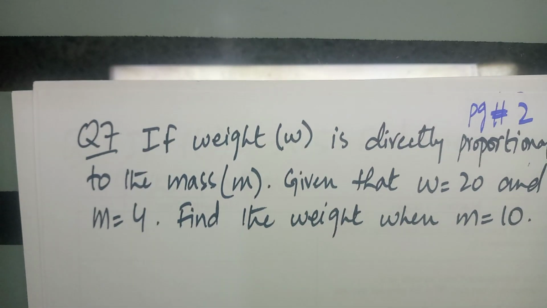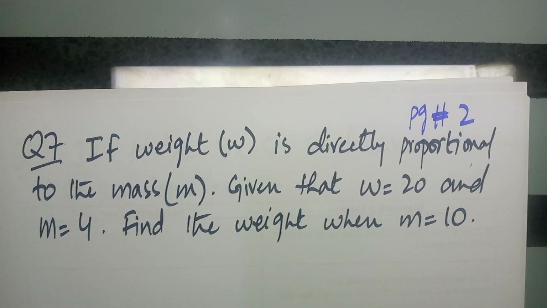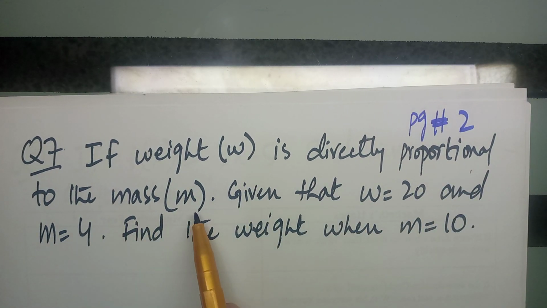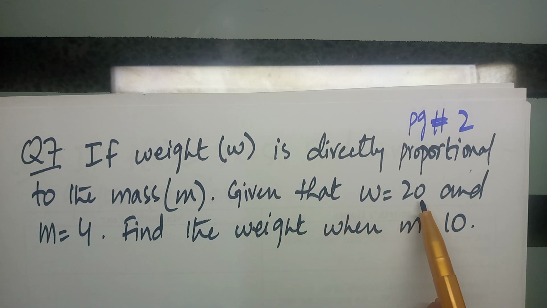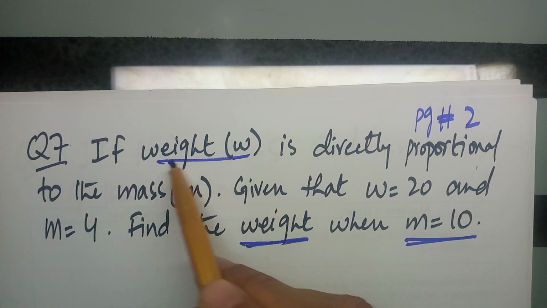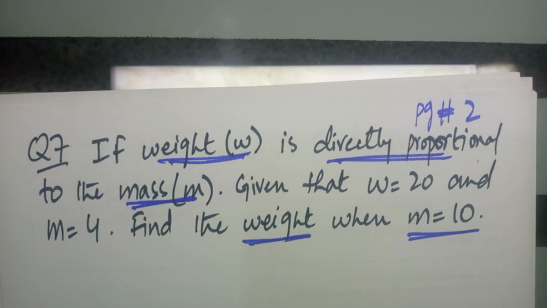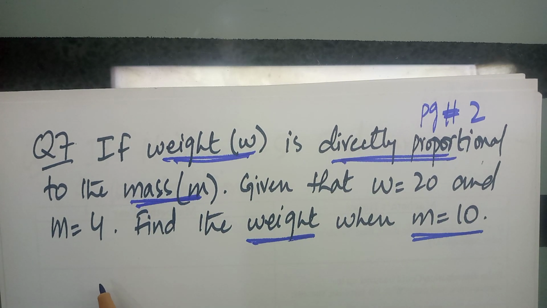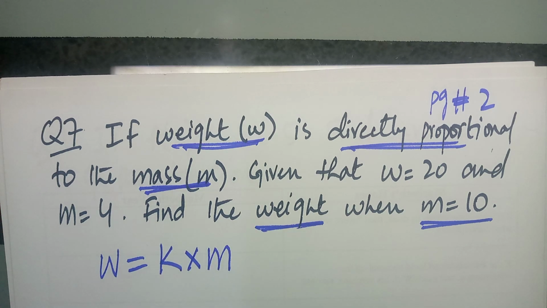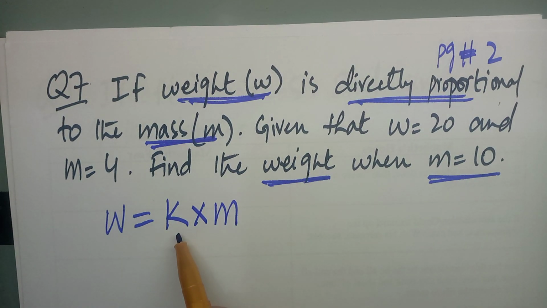Okay, now I'm solving question number 7. The question number 7 is: if weight W is directly proportional to the mass m, given that W is equal to 20 and m is equal to 4, find the weight when m is equal to 2. So we know that the weight is directly proportional to the mass. Once one quantity is directly proportional to another quantity, the equation will be W equals K multiplied by M. This is how we can form an equation for direct proportion.